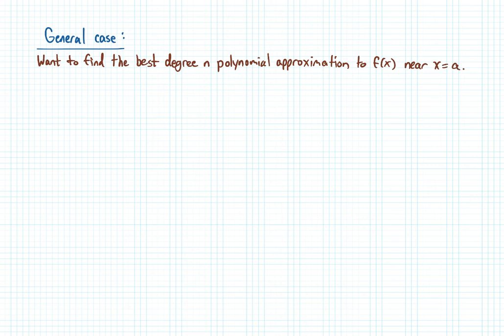Okay, so now we're ready to move on to the general case. So the idea here is that we want to find the best degree n polynomial approximation to a function f of x near x equals a. So we'll call this Pn of x, and it's the degree n Taylor polynomial of f of x.